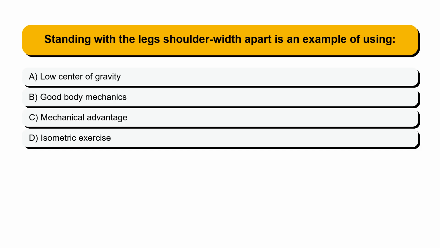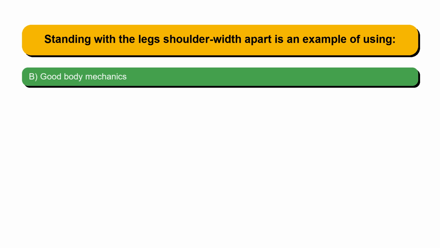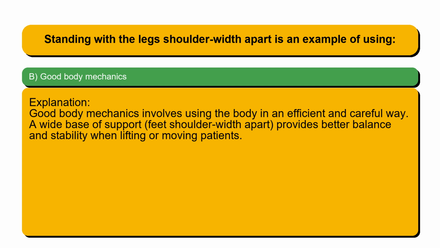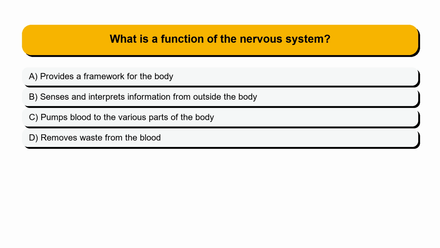Question 20. Standing with the legs shoulder-width apart is an example of using: Option A, low center of gravity. Option B, good body mechanics. Option C, mechanical advantage. Option D, isometric exercise. The correct answer is option B, good body mechanics. Good body mechanics involves using the body in an efficient and careful way. A wide base of support, feet shoulder-width apart, provides better balance and stability when lifting or moving patients. Question 21. What is a function of the nervous system?